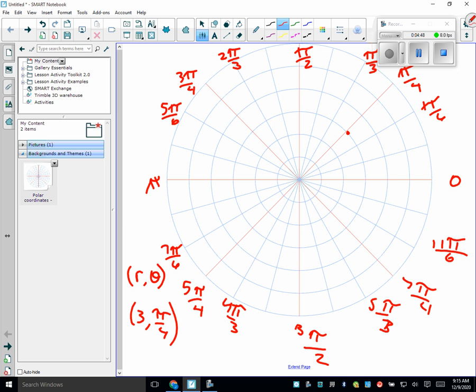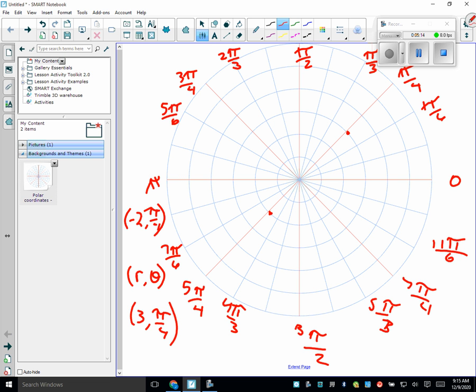What if I gave you -2, pi over 4? Instead of going to pi over 4 this way, I go the opposite way, the negative direction. So it would be equal to 2, 5 pi over 4. That is correct. It is the same thing as 2, 5 pi over 4.